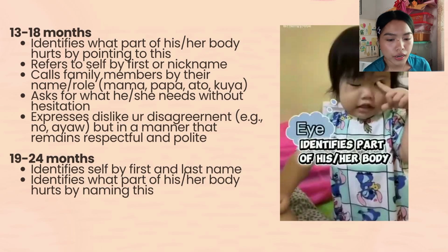Calls family members by their name or role, like mama, papa, ate, kuya. Asks for what she needs without hesitation, and expresses dislike or disagreement, like no, ayaw, but in a manner that remains respectful and polite. And then identifies self by first and last name, and identifies what part of his or her body hurts by naming it. So let's see this video.